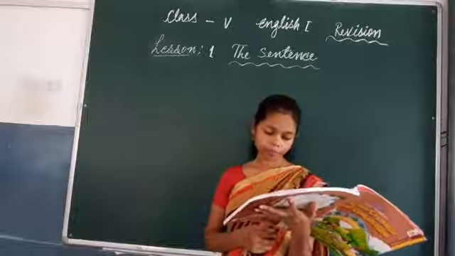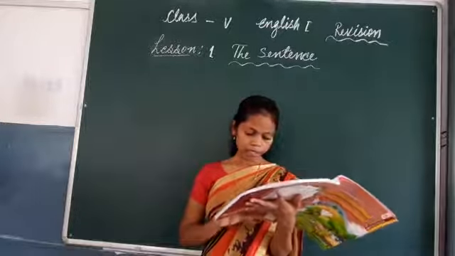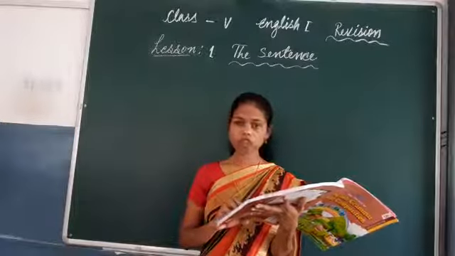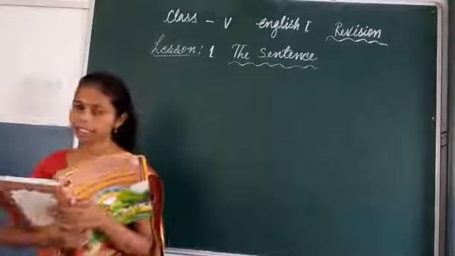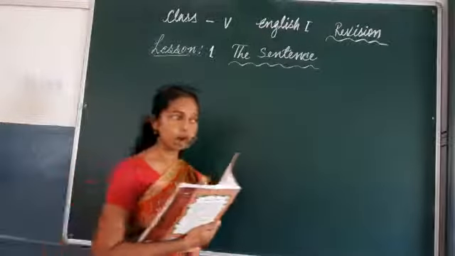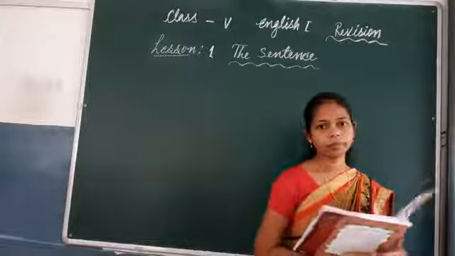Next. Assertive or declarative sentence ends with a full stop. So assertive or declarative sentence ends with a full stop. Alright.